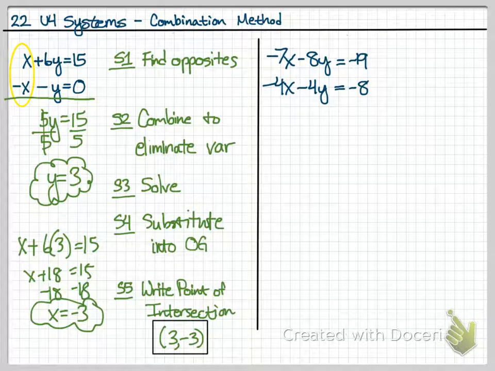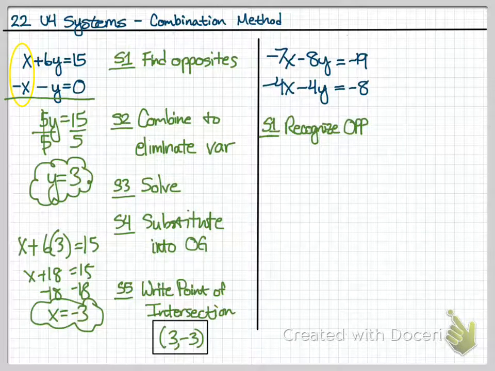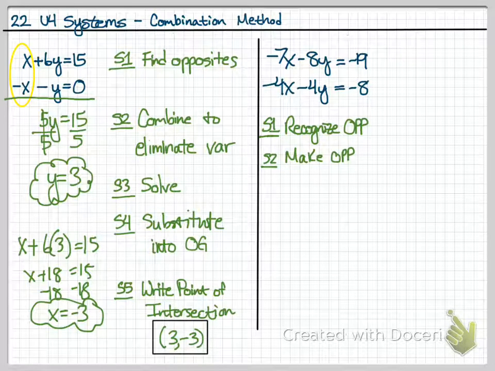Alright, now let's take a look at the scenario on the right. Step 1, let's recognize opposites, and there are none. So what we do in this whole unit, we just keep manipulating and changing. We make opposites. Take a look at negative 8y, negative 4y. They're the closest to being opposites.